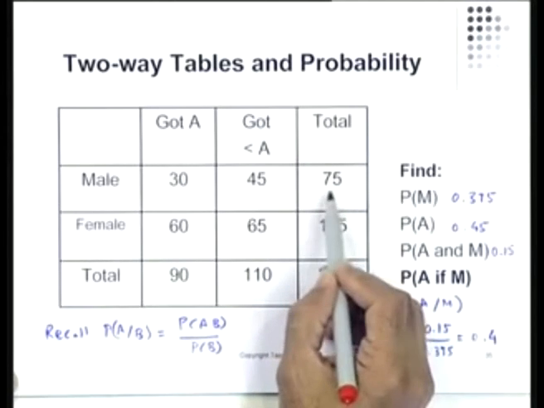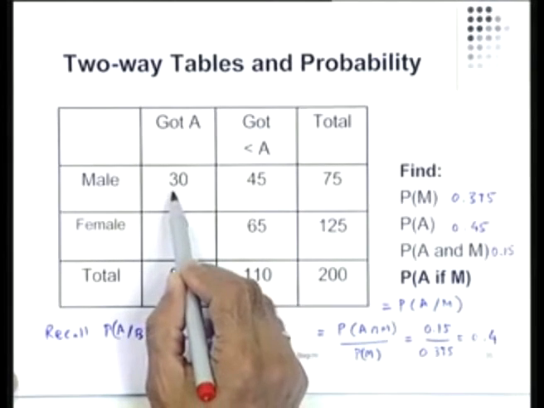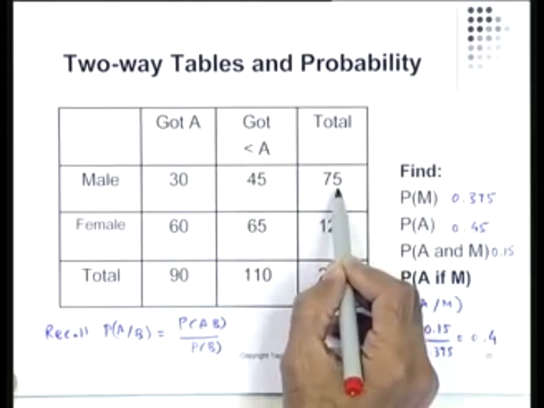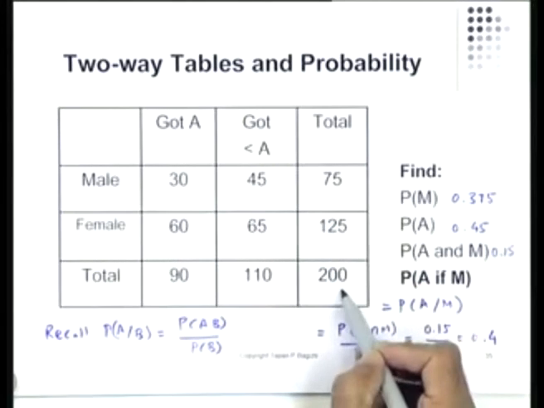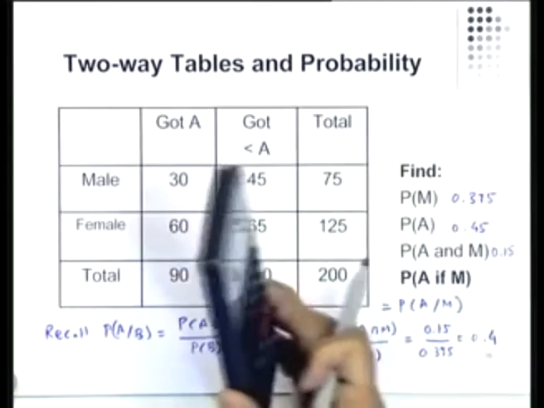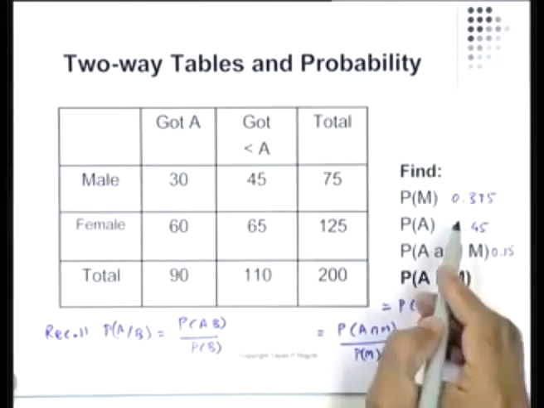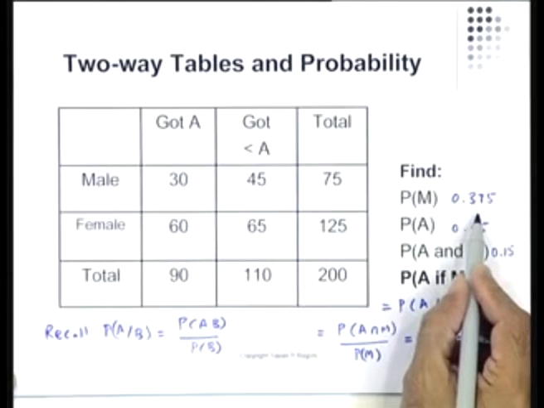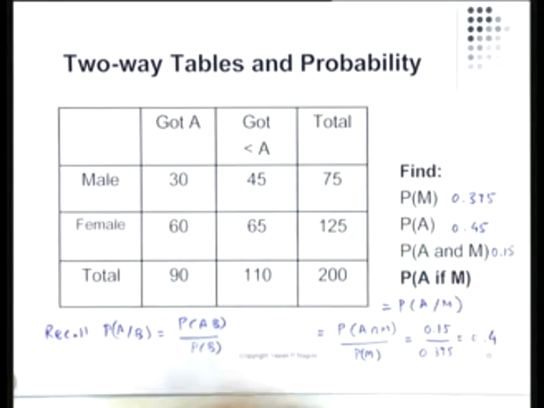The chance of his being male is, those who got A, they were 30, and those who didn't get A, they were 45, so the total is 75. I divide 75 by 200 and I use my machine, and it gives me the number 0.375. Thus the probability of a randomly picked student being male.